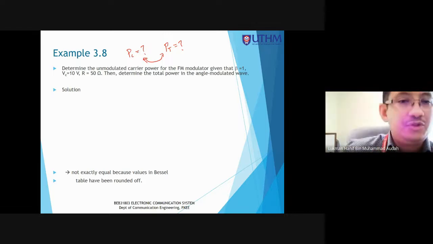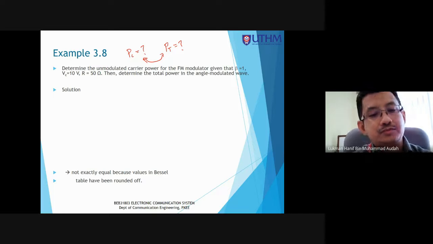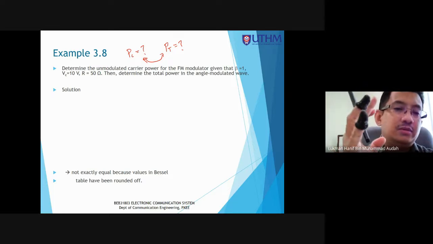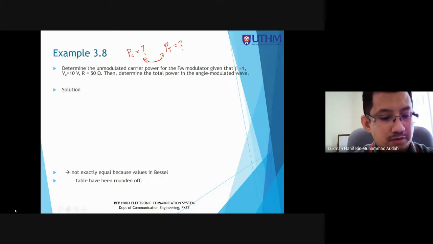So this example wants you to see the difference between carrier power and total power, to show what the difference is.